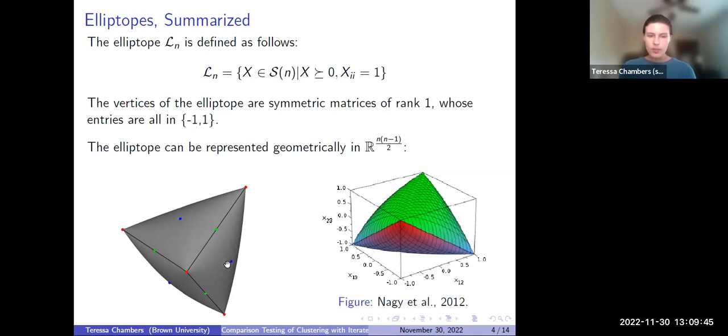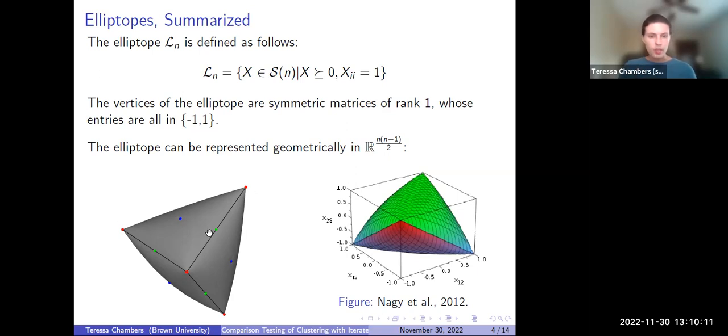So if you look at this figure on the left, you'll notice that the vertices are marked in red. And then I've got a couple of other types of points marked in green and in blue. The points that are marked on this figure are the fixed points of our iterative algorithm on the elliptope. Now, the red ones are attracting.